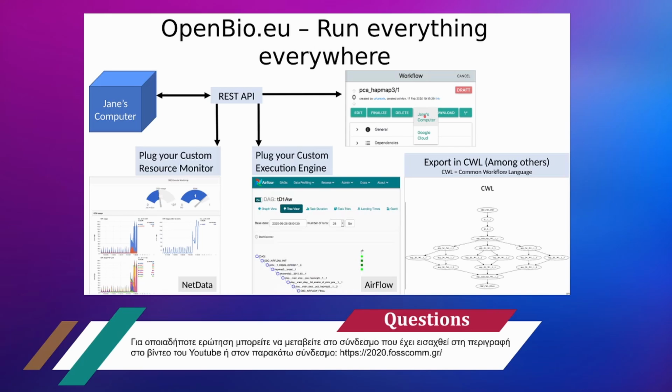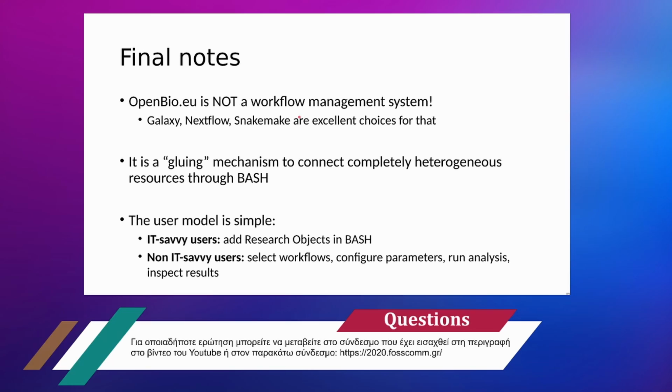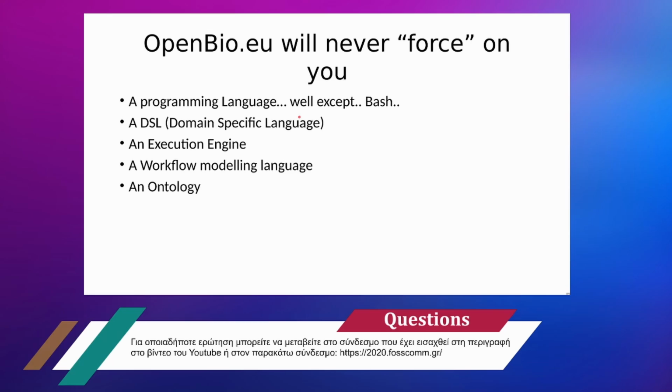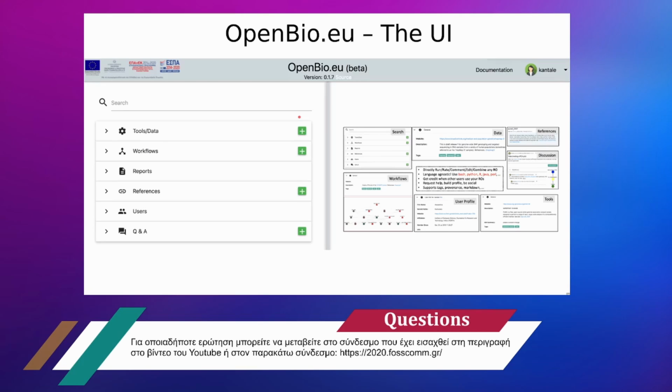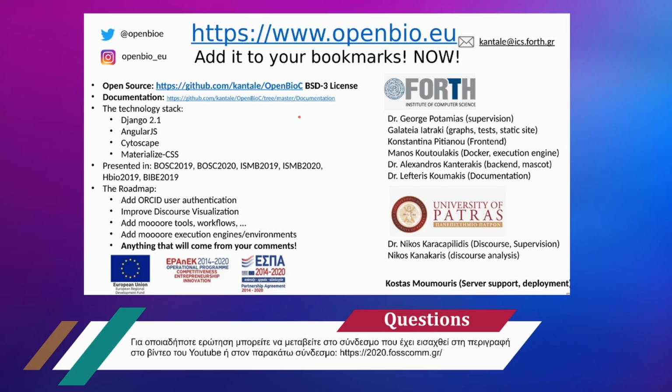I'm going to skip quickly through the many cool things that you can do with OpenBio.eu. One of them is that you can have many execution environments plugged into this platform, and then you can choose. You can say, I want to run this workflow in this execution engine, and then you have a resource monitor, and you can plug in your favorite custom execution engine, for example, Airflow. And it's all done mainly for users that have very low IT knowledge. It's about the user interface.